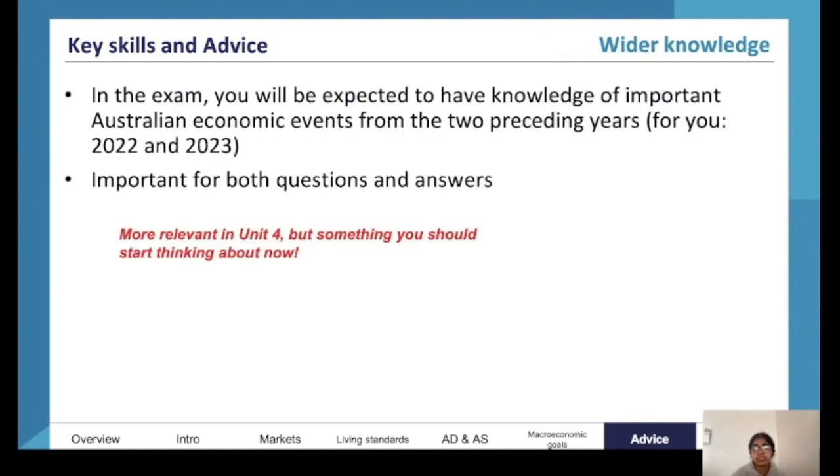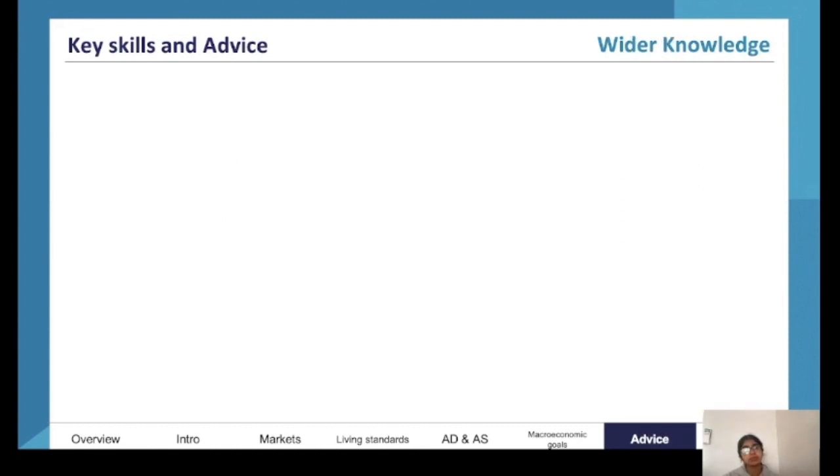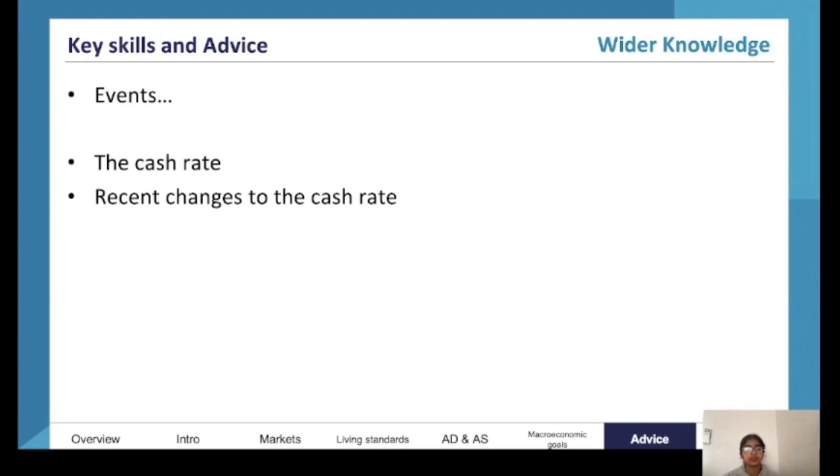Okay, another thing that's important, this is more relevant to Unit 4, but in the exam, you're pretty much expected to know important economic events from the past few years. So for you, it's going to be 2022 and 23, and it's important for questions and answers as well. So this is, again, relevant to Unit 4, but just make sure that you're looking out for what's happening in the economy, how the budget is going, and so on as well. Events, so an example, the cash rate. So the cash rate is just like the rate that the RBA sets. You'll find out more about this towards the later part of Unit 3.